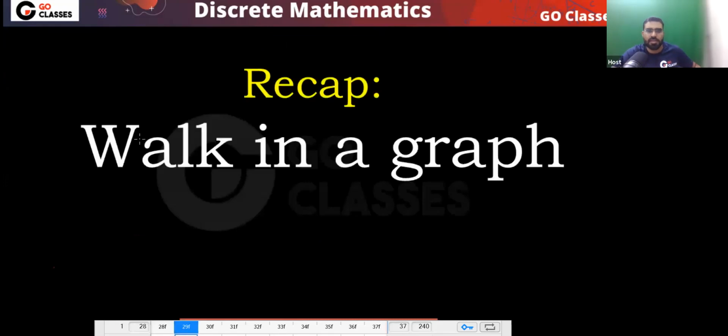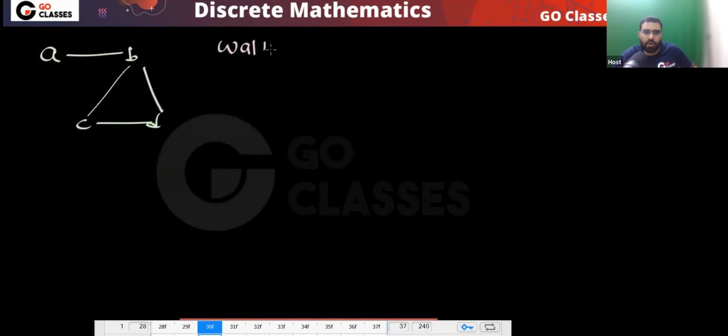These are some properties. Now let's move on to the next concept, which is a walk in a graph. What is a walk in a graph? We have already seen that. I told you a walk basically means that vertices and edges can repeat. Like if I give you a graph, for example, let me assume you have this graph A, B, C, D. In a walk, vertices and edges can repeat.